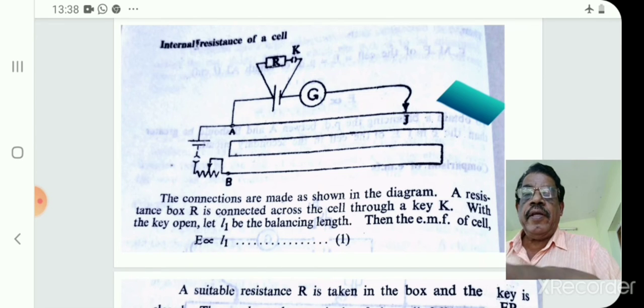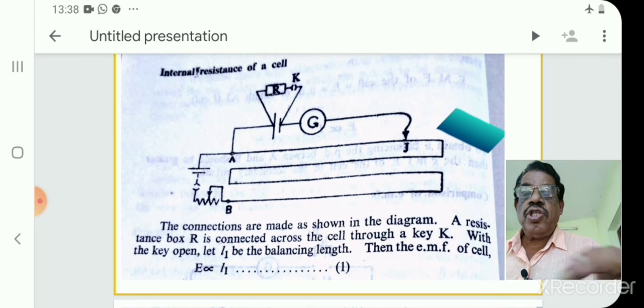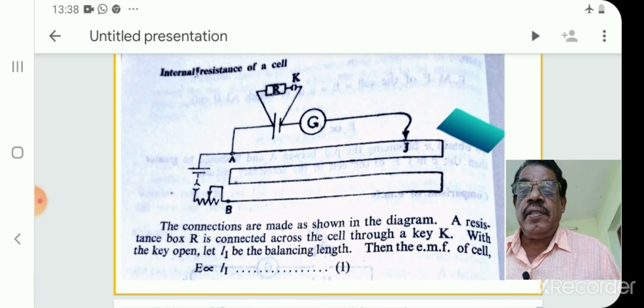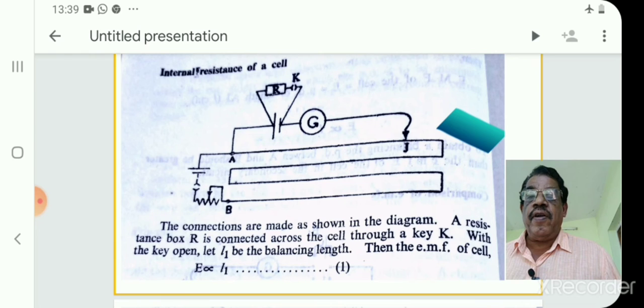We start the experiment like this. The connections are made as shown in the diagram. A resistance box R is connected across the cell through a key K. With the key open, let L1 be the balanced length. Then the EMF of the cell can be written as E proportional to L1.